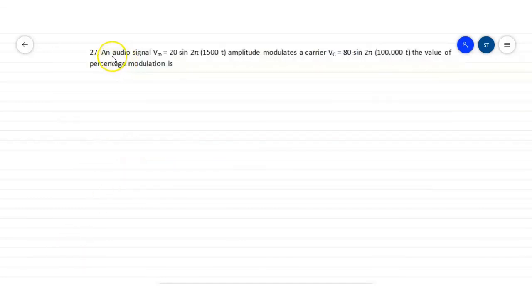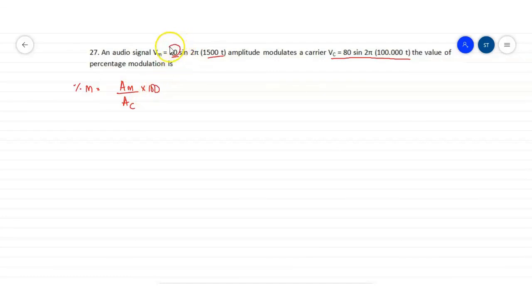Hello everyone. The question given is, an audio signal Vm is equal to 20 sine 2 pi into 1500 t amplitude modulates a carrier Vc is equal to 80 sine 2 pi into 1 lakh t. Frequency is very high for carrier wave in general. The value of the percentage modulation is. The percentage modulation is given as the amplitude of the modulated wave, which is generally written as Am, divided by amplitude of carrier wave into 100.